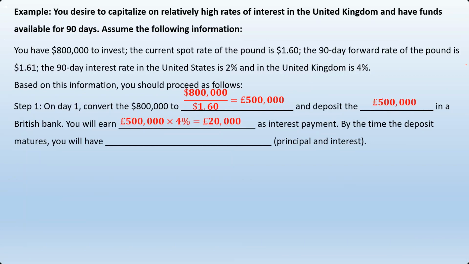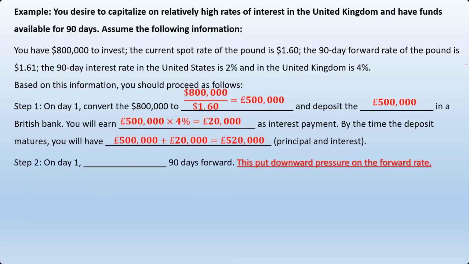And then you're gonna earn higher return because the US interest rate is 2%, but the UK interest rate is 4%. So you're gonna earn 4% of 500,000 British pounds. Your interest payment will be 20,000 British pounds. So in total, when the deposit matures after 90 days, you will have 520,000 British pounds in total, as principal and interest added together. And in the meantime, on day one, you're gonna sell a British pound forward contract.